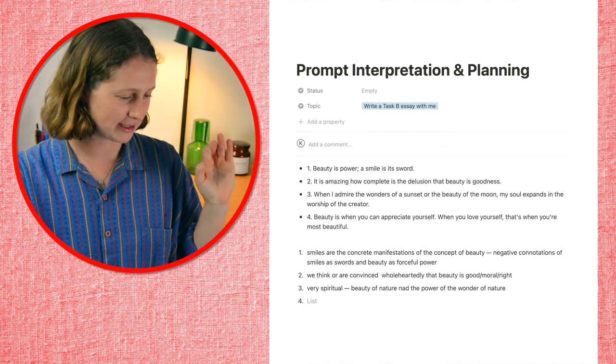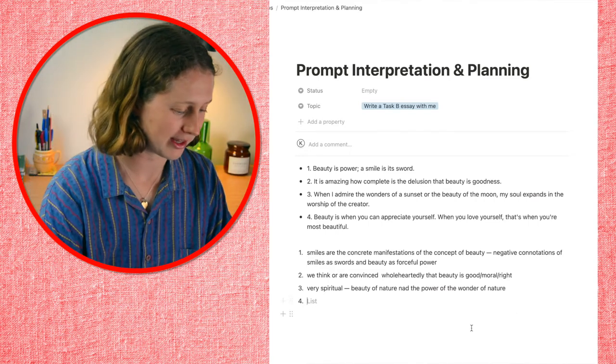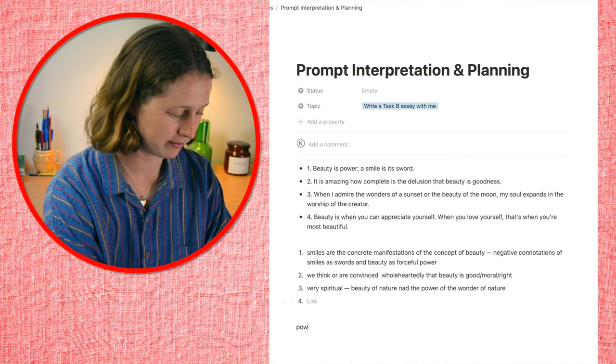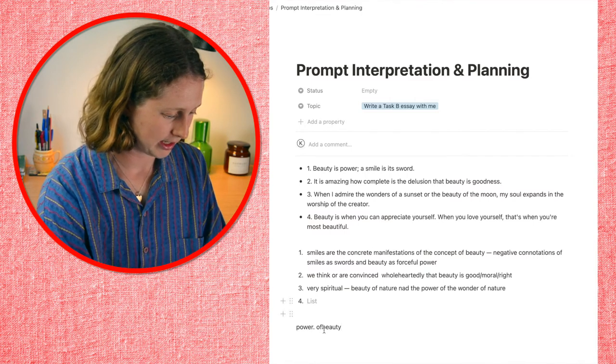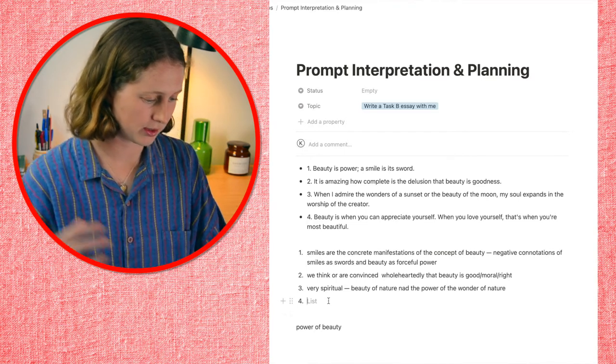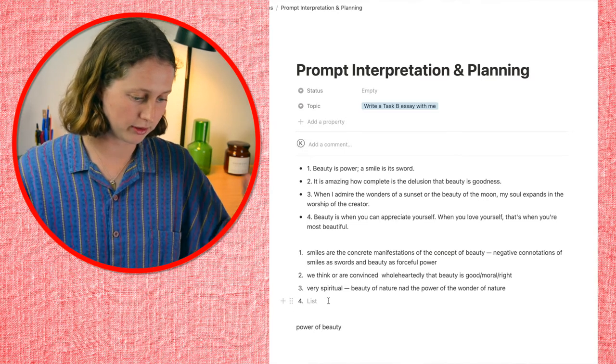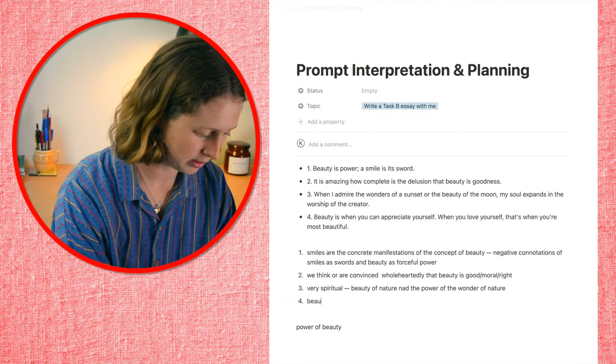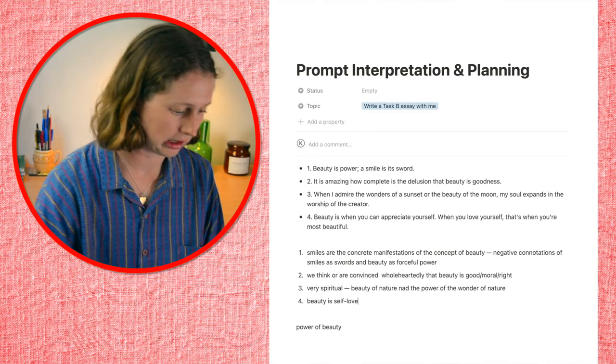And then the last one is beauty is when you can appreciate. Maybe I'll just write that down actually, seeing as I have a terrible memory. Yep, okay. The last one, beauty is when you can appreciate yourself. When you love yourself, that's when. Okay, so beauty is self-love.